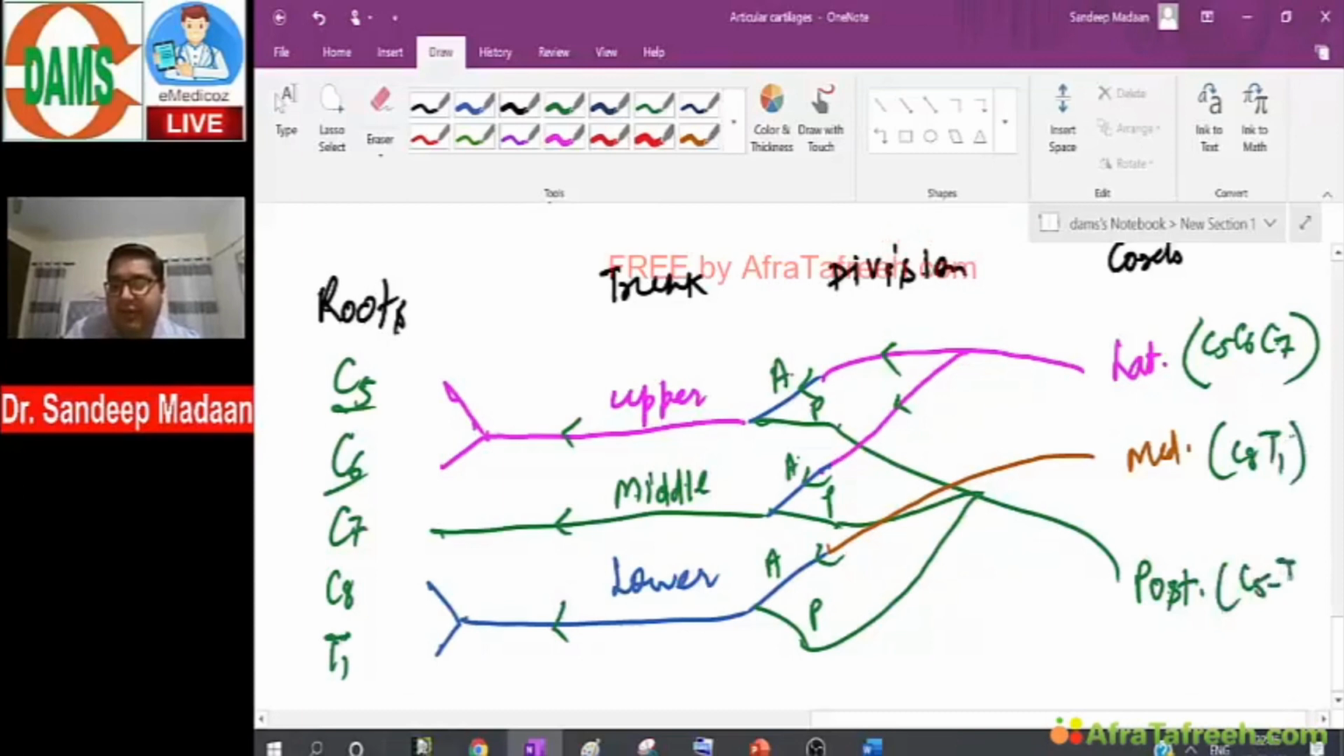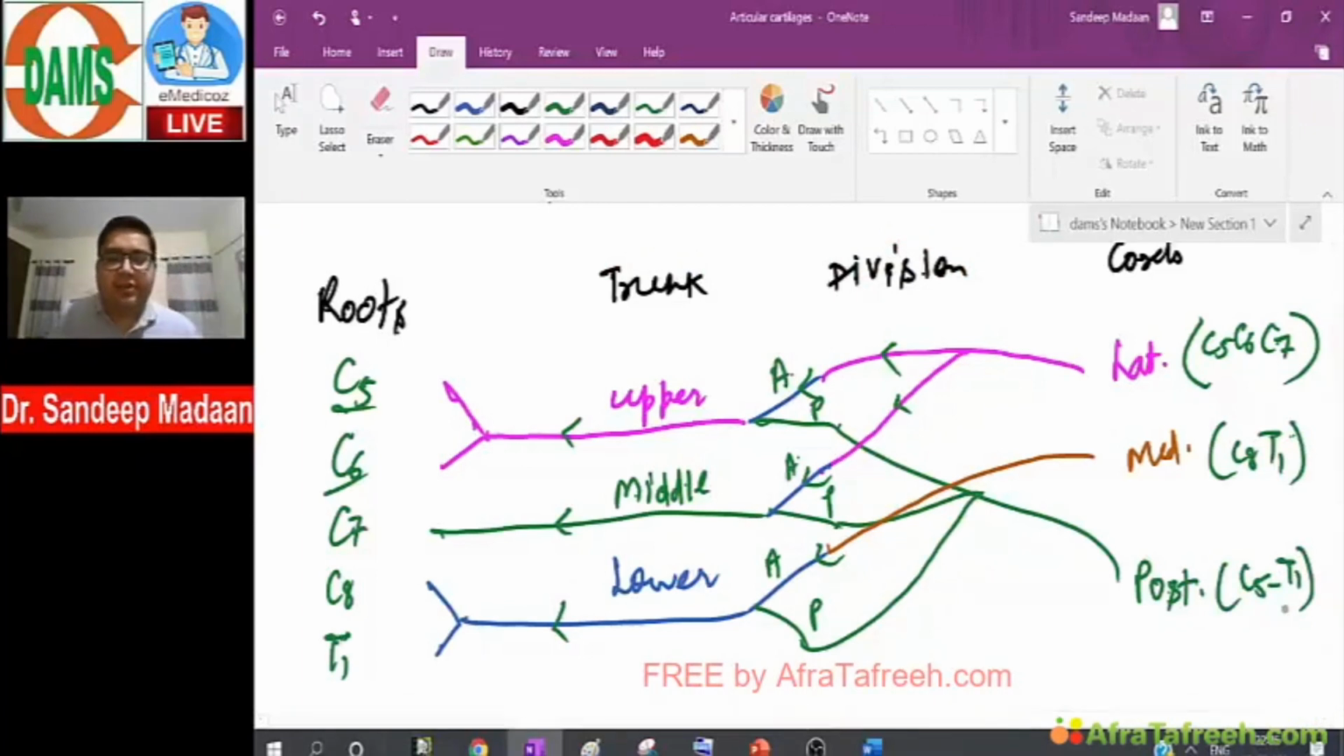What about the posterior cord? From C5 to T1. Why? Because the posterior cord is made by all the posterior divisions, isn't it? Posterior cord is made by all the posterior divisions. Yes or no? Is that clear?